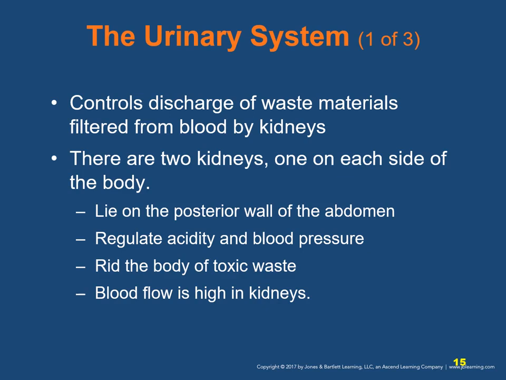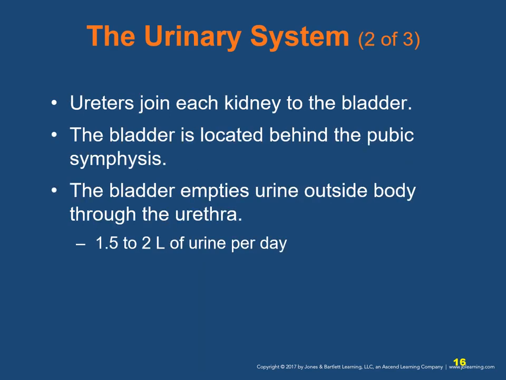The kidneys play an important role in the regulation of acidity and blood pressure, and they rid the body of toxic waste. They also control balance of fluid and electrolytes, and blood flow is very high in the kidneys. The ureters join each kidney to the bladder. There's one ureter per kidney, and they join into the bladder. The ureters are small, hollow muscular tubes, and the process of peristalsis moves urine to the bladder.